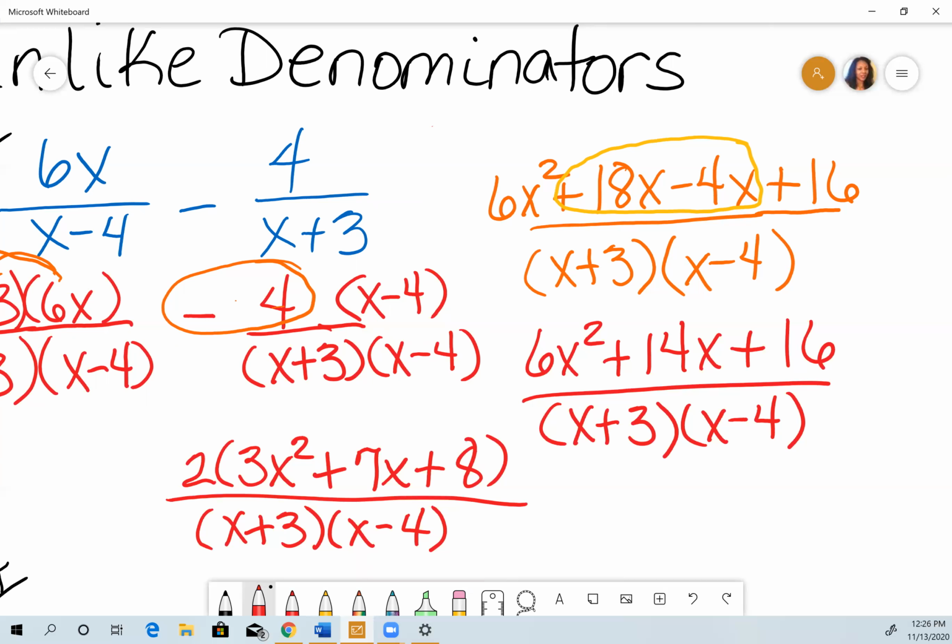If I tried to do the math here and factor this out, I can't find two factors that will multiply to give me 3x squared plus 7x plus 8. So I'm really finished right here.